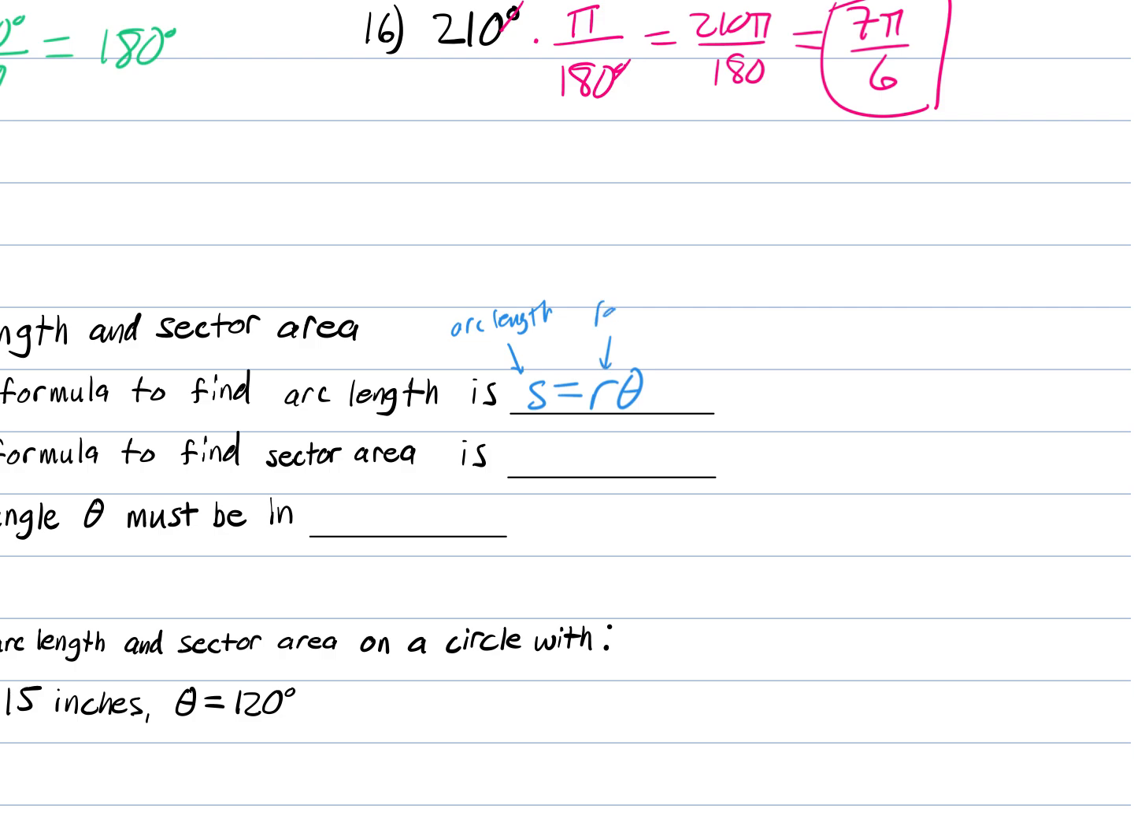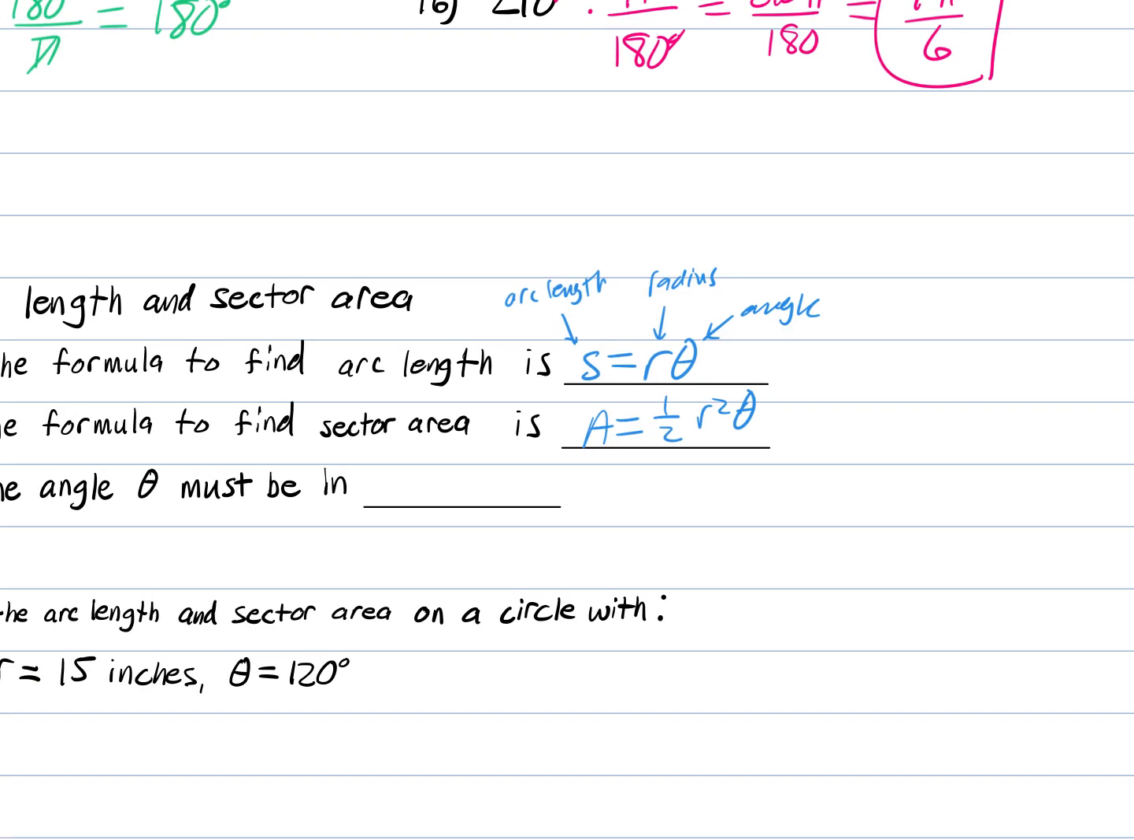R is the radius of your circle, and theta is your angle. To find your sector area, that's going to be A equals 1/2 r squared theta. R and theta are the same as in the previous formula. A is your area. Now your theta must be in radians in order to use this formula.